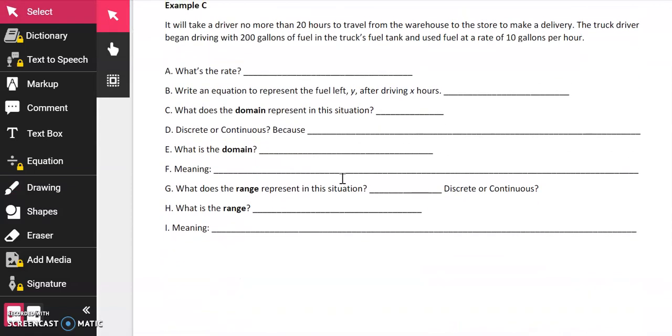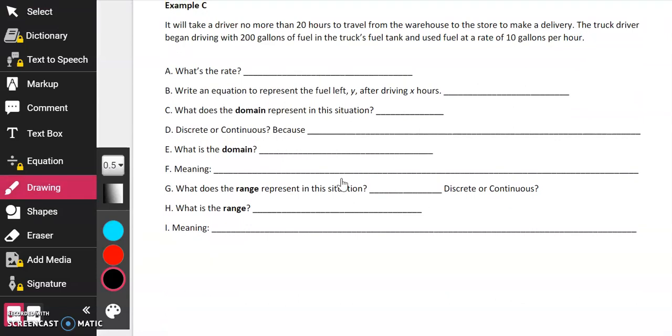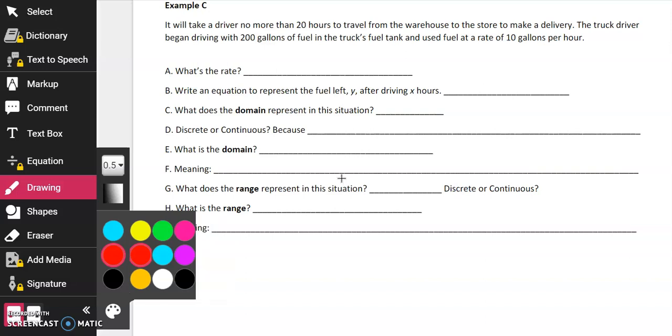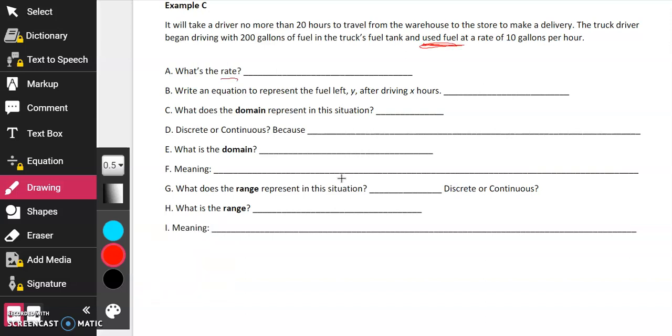If it will take a driver no more than 20 hours to travel from a warehouse to the store to make a delivery, the truck driver began driving with 200 gallons of fuel in the fuel tank and used fuel at a rate of 10 gallons per hour. Okay, what's the rate? Be very careful because he's using the fuel. So that means it's negative 10 gallons per hour. So this is actually negative 10 gallons per hour.